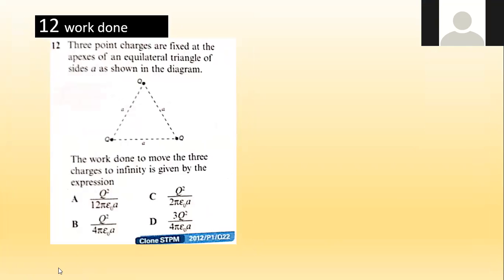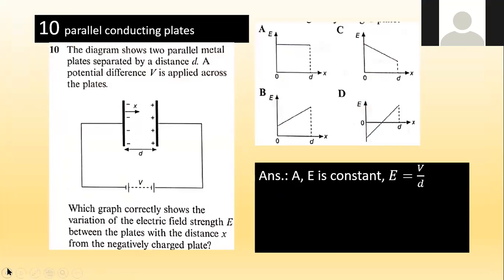Teacher, go back again, teacher. Oh, that means they use the formula only, teacher. No, you should know that if the plate stays connected to a constant power supply, the electric field within the plate is constant, uniform. So it's a horizontal line.